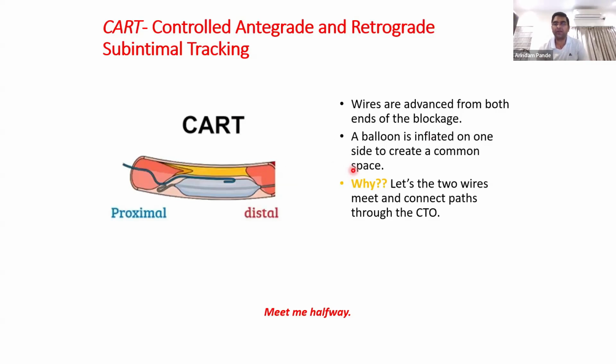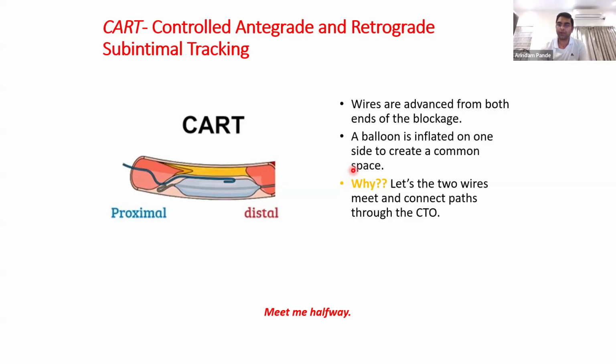One side of the balloon is open so that it will create a common space so that our wires can meet. But taking a balloon through the retrograde wire is sometimes difficult, and sometimes dangerous, because it might cause dissection of the retrograde channel.